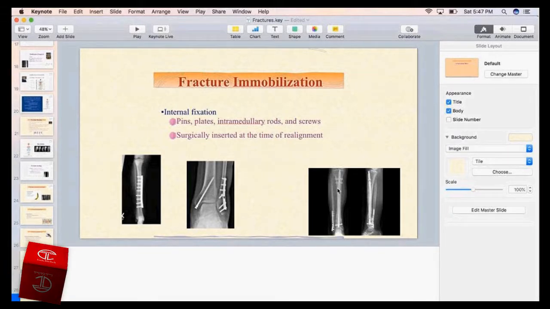In this picture you can see the tibia fracture and fibula fracture. The tibia is fixed with an intramedullary tibial nail. There are two screws on the top and one screw at the bottom, in the distal fragment. So this is an interlocking nail.